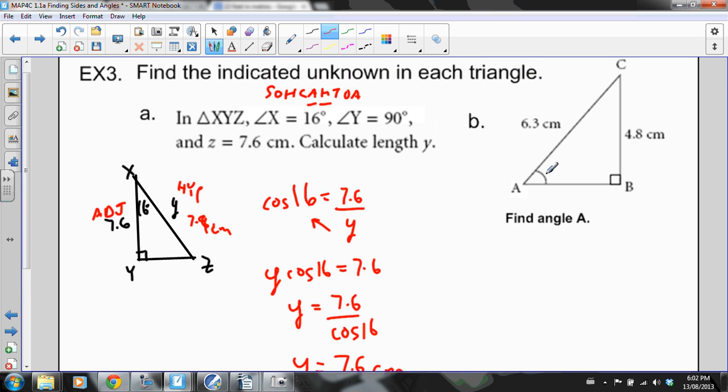Well, from angle A, this is the opposite side. This is the hypotenuse. It's the one that's getting pointed at by the 90-degree angle. And so opposite and hypotenuse, sine. Sine of angle A is opposite over hypotenuse. And I'm actually going to put that into my calculator. That's the easiest thing to do, I'd say. I go 4.8 divided by 6.3, and that's about 0.7619 in decimals.